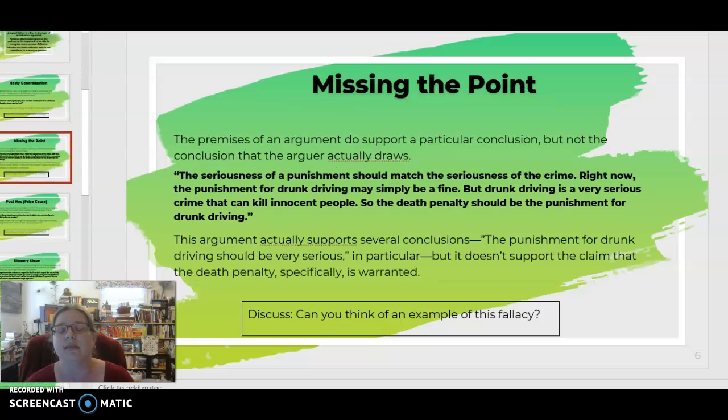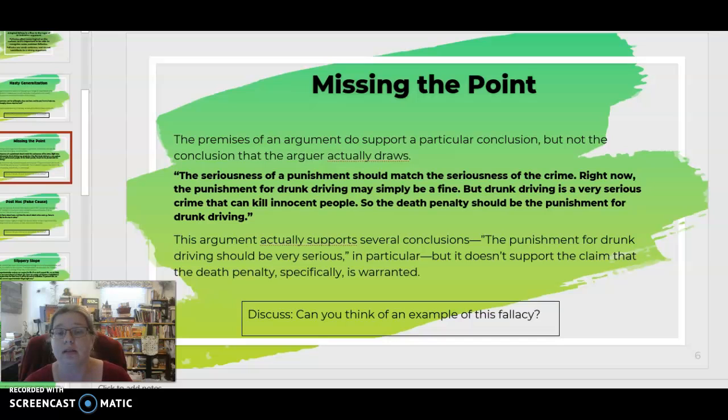Missing the point is a fallacy where essentially the evidence that's provided may support a particular conclusion, but not the conclusion that the author is trying to promote. So in this example, the seriousness of the punishment should match the seriousness of the crime. Right now, the punishment for drunk driving may simply be a fine, but drunk driving is very serious, and the death penalty should be the punishment for drunk driving because drunk driving can kill innocent people.